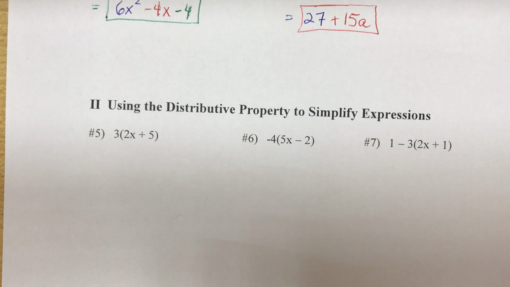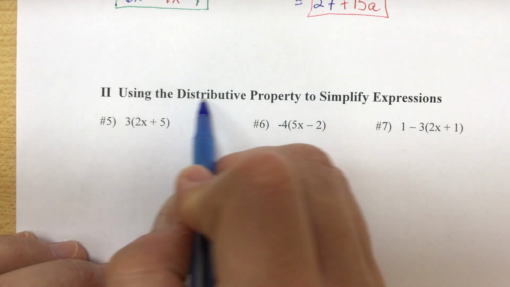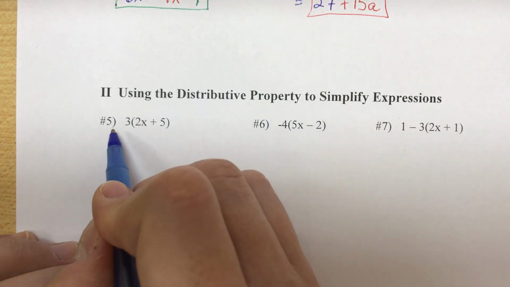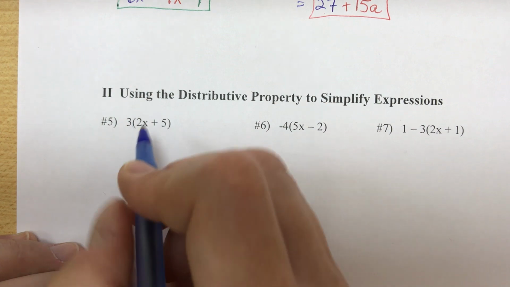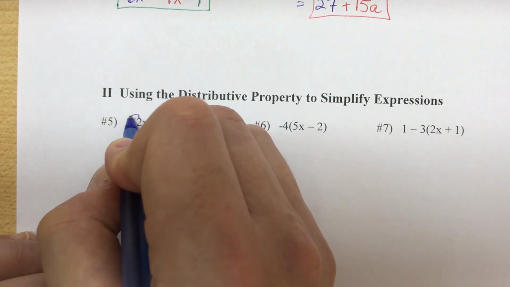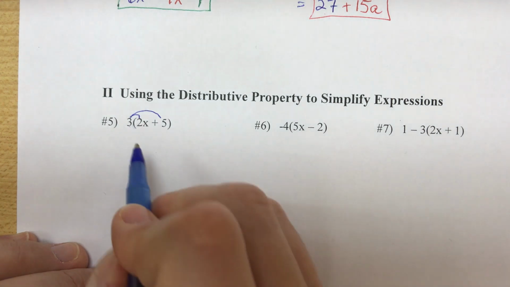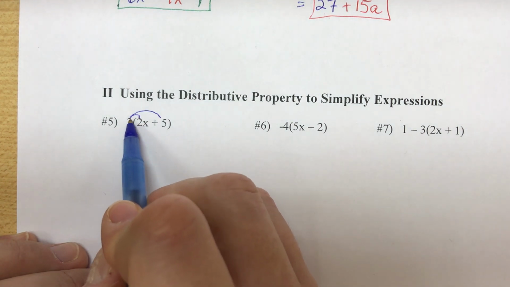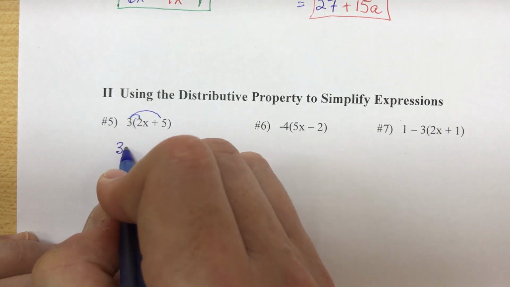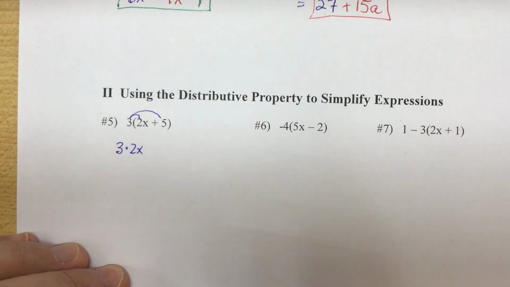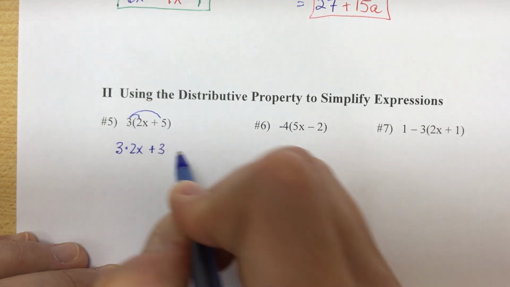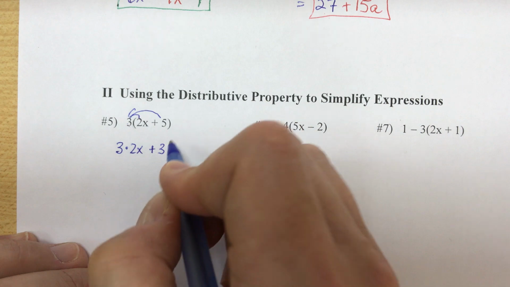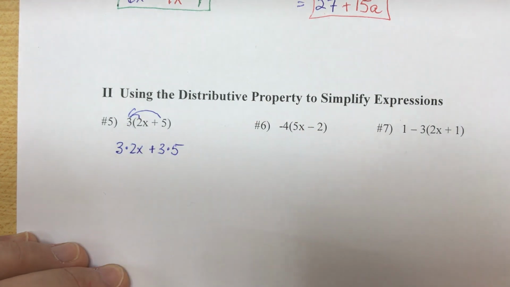All right, now, using the distributive property to simplify expressions. Now remember, distributive property means multiplication, where in this example we have 3 parentheses, 2x plus 5. When you have a number next to parentheses, it means you have to multiply. Now what I'm going to do is I'm going to draw an arc from the 3 to the 2x. To remind myself, I need to do 3 times 2x. And then this is a positive 3. I'll put a plus there. Then I need to do 3 times the other number, which is 5.